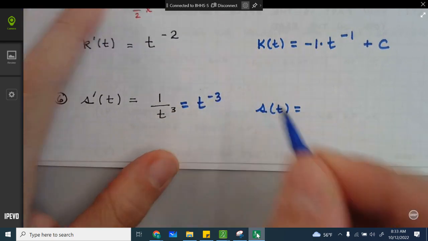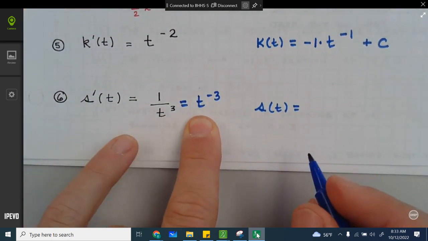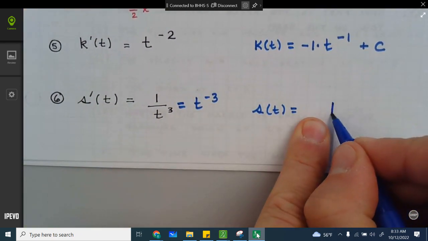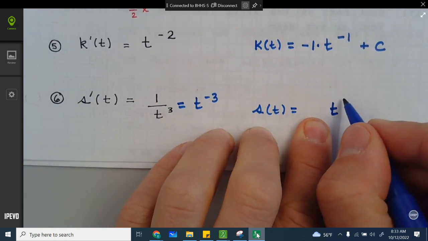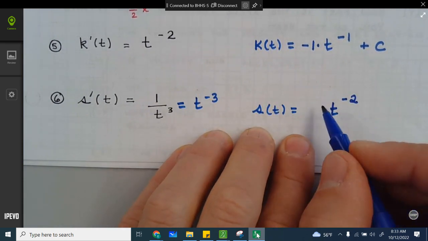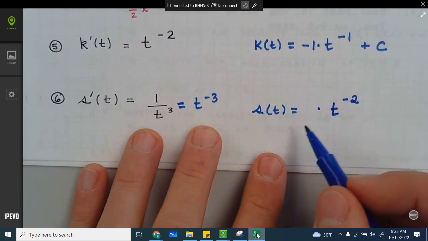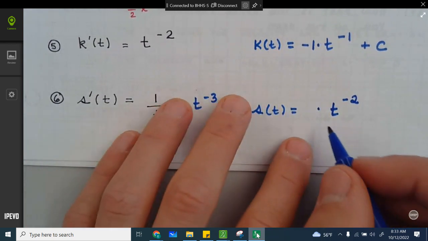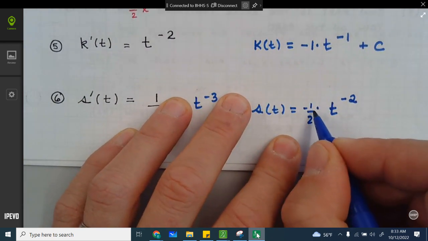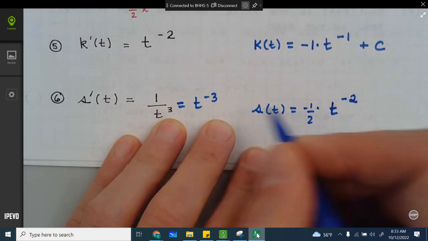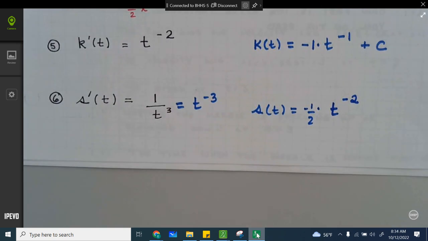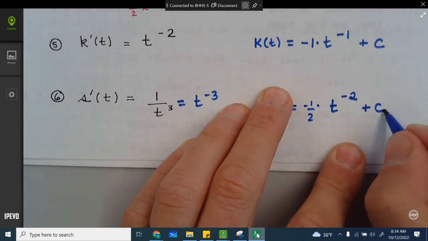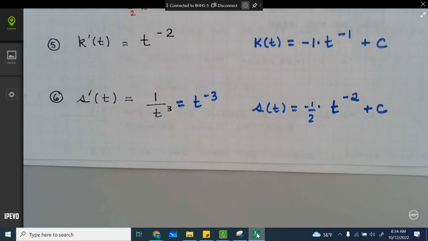You got it. Okay. So now, if we've got a t to the negative 3 right here, we want to knock that up by 1, which would give us negative 2. Good. And then in front, what do we need so that this would be a 1? Yeah. Negative 1/2 times the negative 2 would give you the 1. Okay. Very nice.